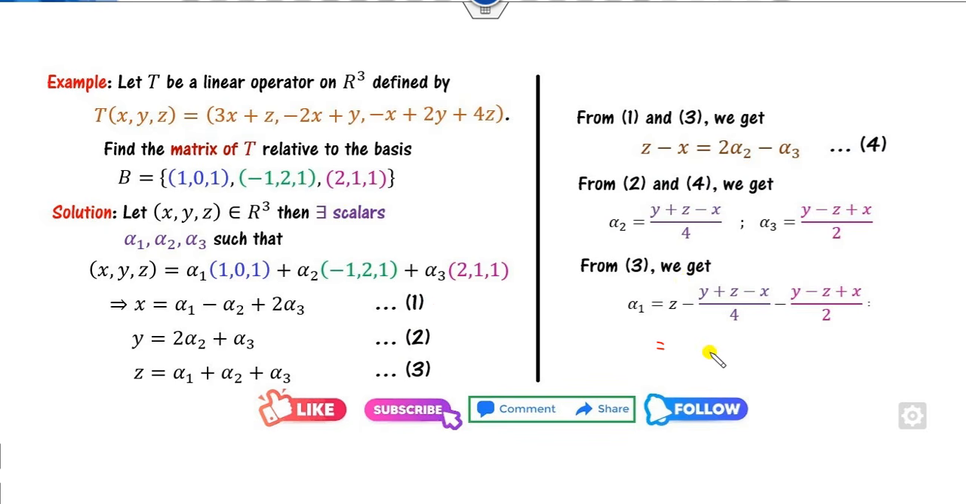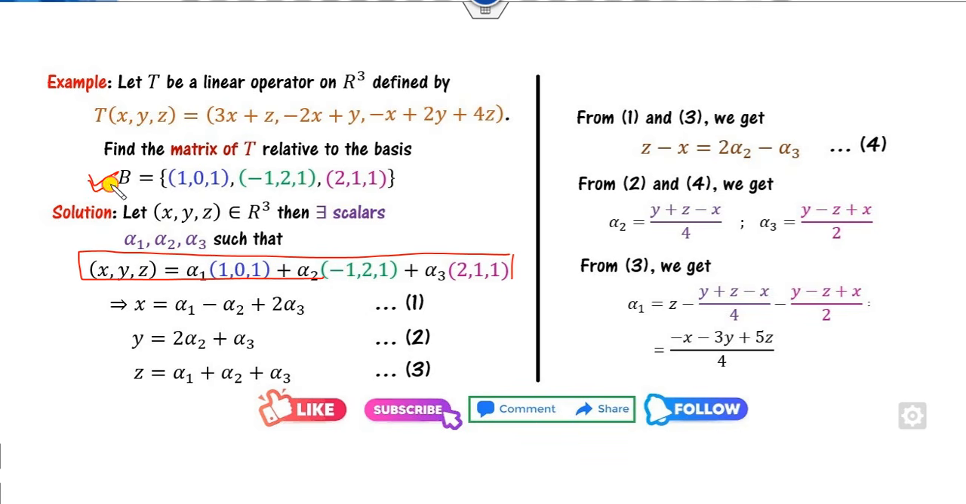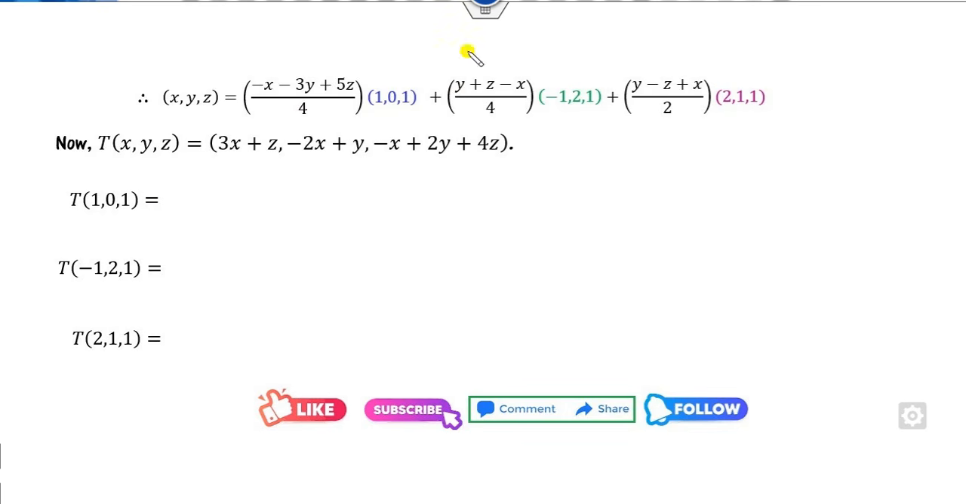Now you can simplify this. It will be 4 as the LCM and you will get this. Now substitute this value of alpha 1, alpha 2 and alpha 3. In this case, you will get the required expression. Now on this basis B, find these capital T values. I can substitute this value of T of 1 0 1. So it is 3 plus 1 4, minus 2 plus 0, minus 1 0 4, that is 3.